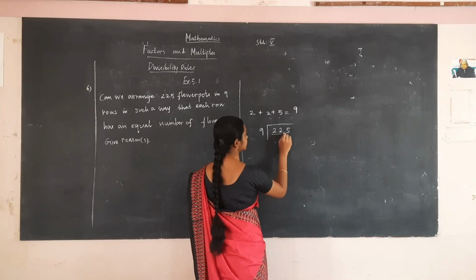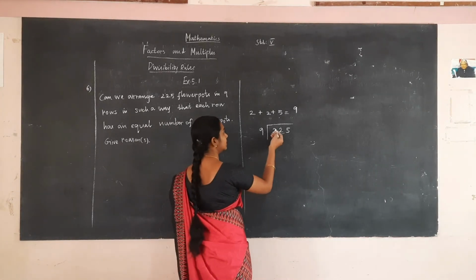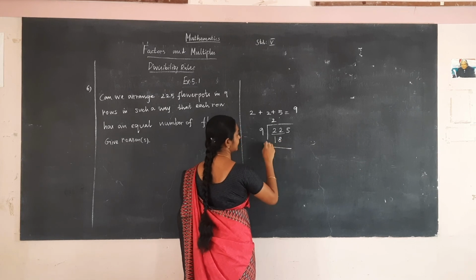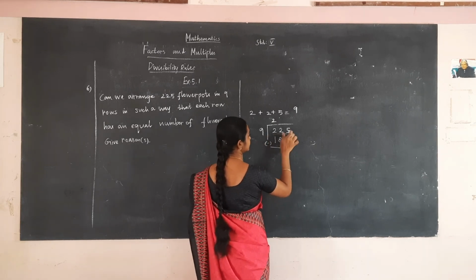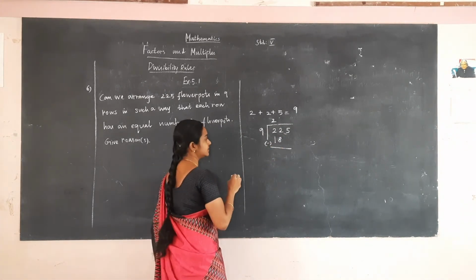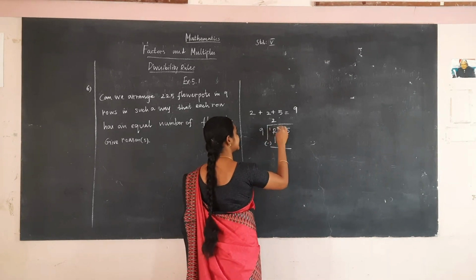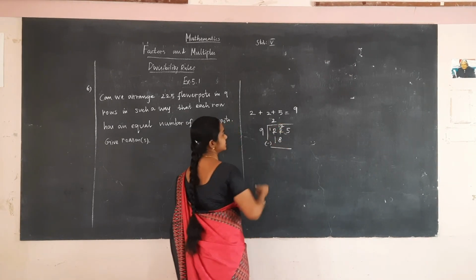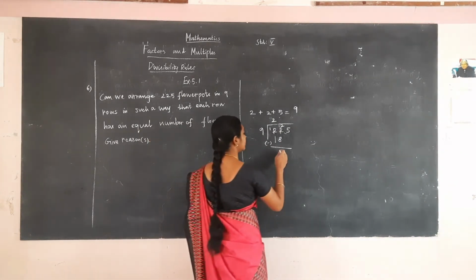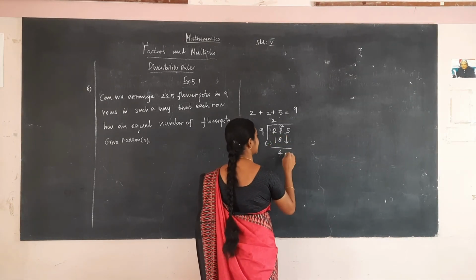First consider the first two digits, 22. 9 twos are 18. Subtract. 8 is greater than 2, we cannot subtract. So borrow 1 from the number before. So 2 will be changed as 1 and 2 will be changed as 12. 12 minus 8 is 4. 1 minus 1 is 0. Remaining we have 5 here.